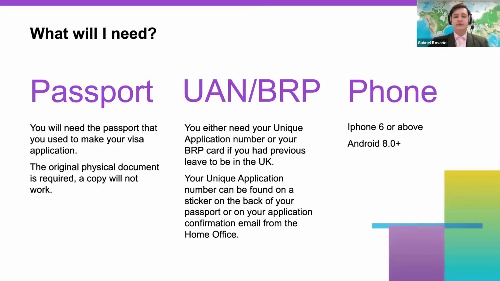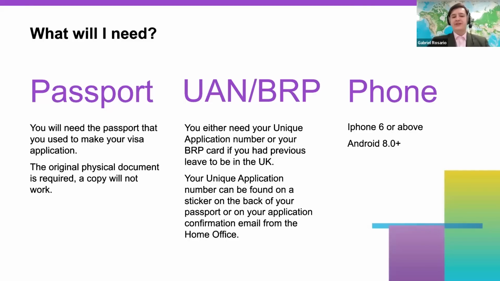What you will need before you begin the process of creating your account is your passport. This will be the physical document. It is not possible to use a copy or a picture for the full process. You will need either your unique application number, or if you have previously been in the UK, your BRP number.